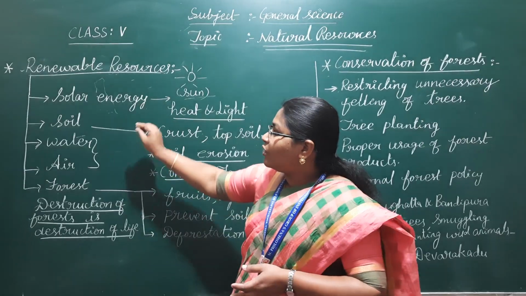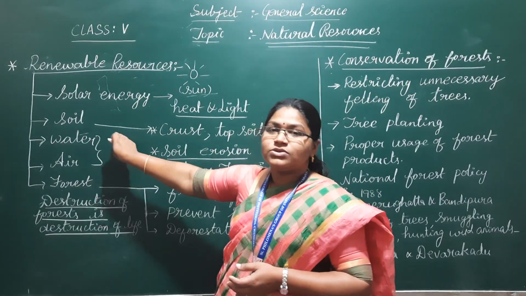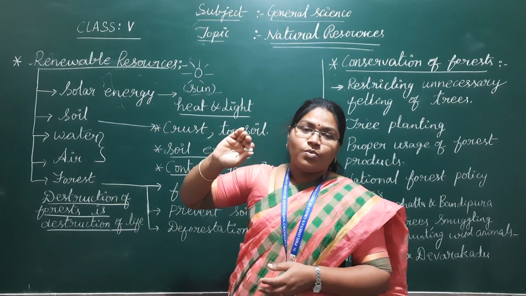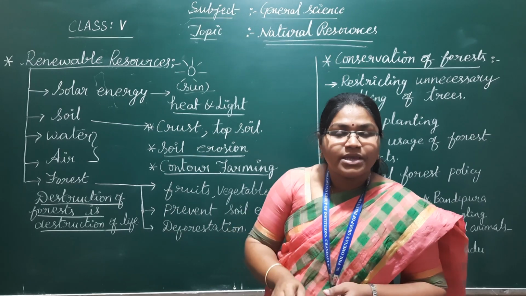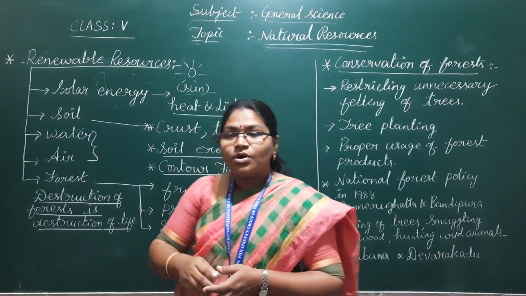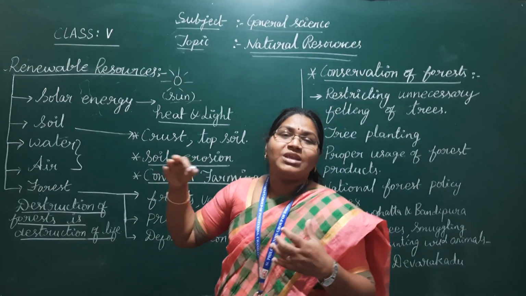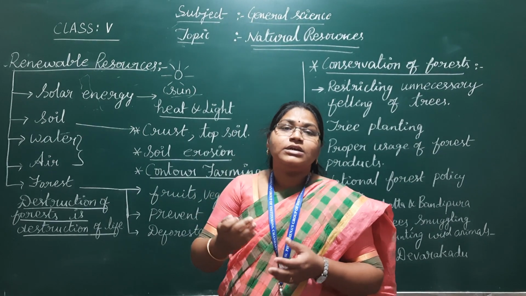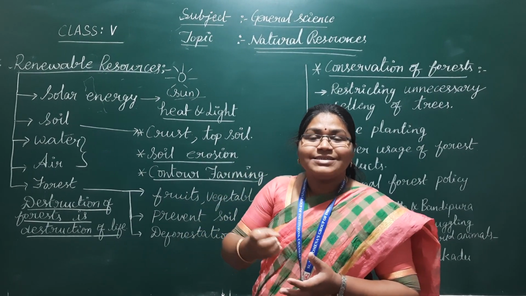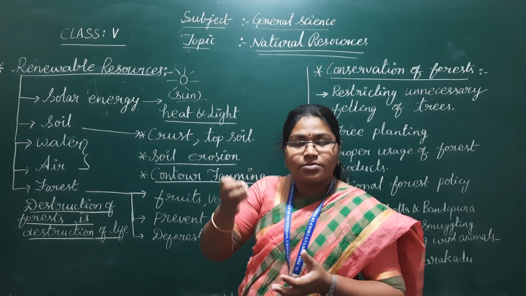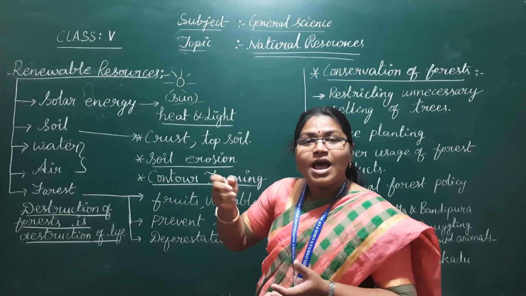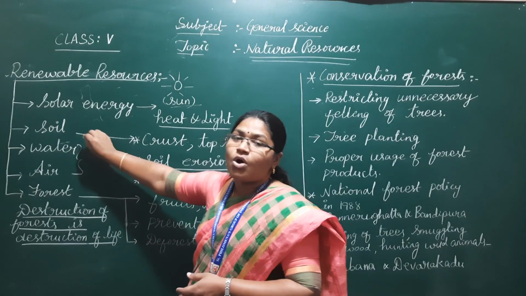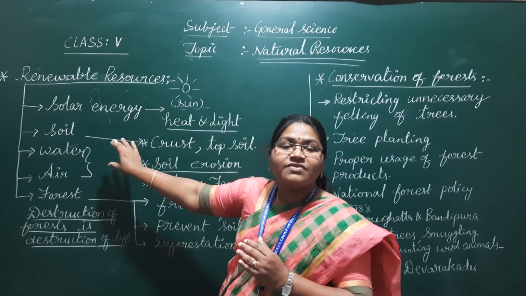Understand all of you? So next one is soil. Soil is also a very essential renewable resource, like solar energy. Why? Because we walk on soil, we live on soil, correct? Not only that, soil contains many minerals, organic substances and water. Plants can take those minerals and organic substances from the soil and they will grow. Some of the plants can make their food by using soil. That's why soil is very necessary.